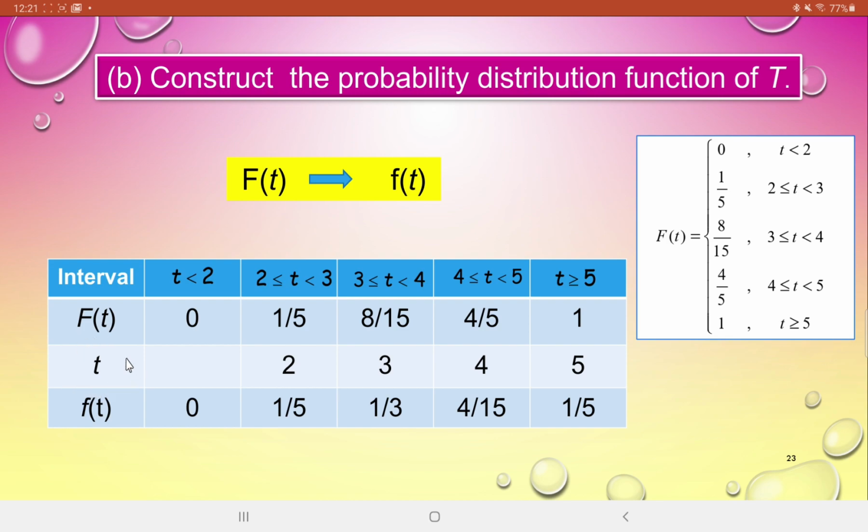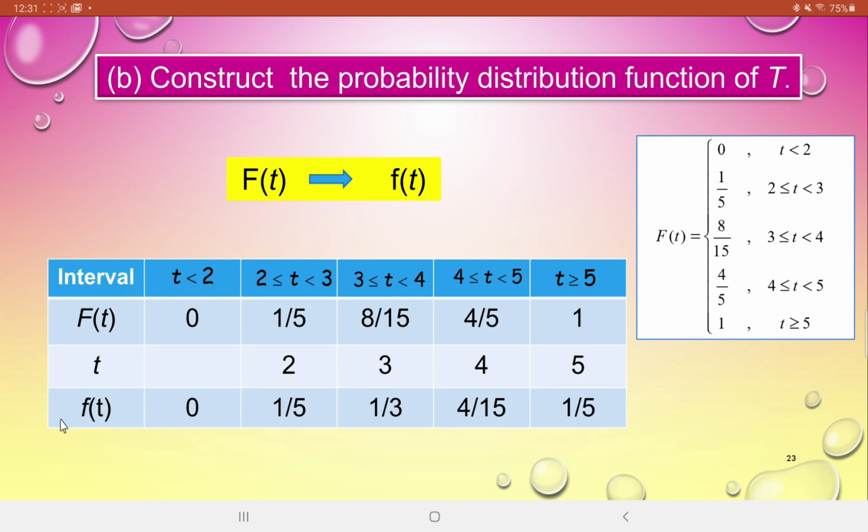Third row, we put T values. No value for this column. Next column, T equal 2 because of the equal sign here. And next column, T equal 3. So the reason is the equal sign here. And next, T equal 4 and T equal 5. The same reason.